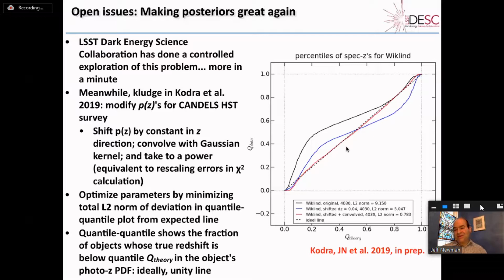And so in the data, you can see large deviations, especially in the black curve where we've done no manipulations. In the blue curve, we apply a shift to all the P of Zs. That brings things closer to the ideal case. In the red curve, we do a convolution as well. And in that case, we're able to do quite well on this quantile-quantile plot. So we've taken probability distributions that were far from the statistical definition, that didn't have anything close to 68% of the redshifts in the middle 68%, to something that does have close to 68%.